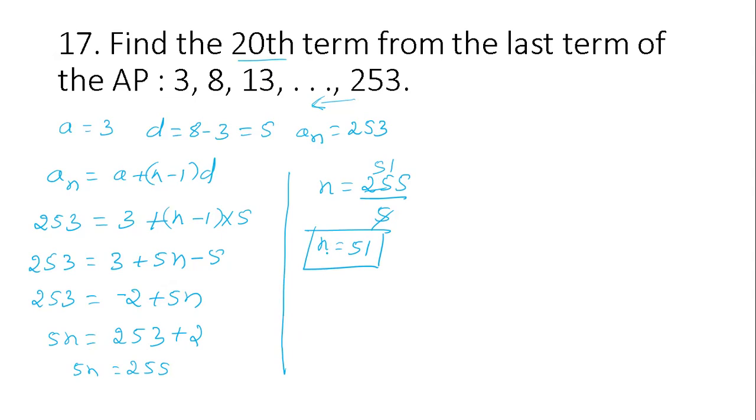N value is 51. Therefore, A51 is equal to 253.